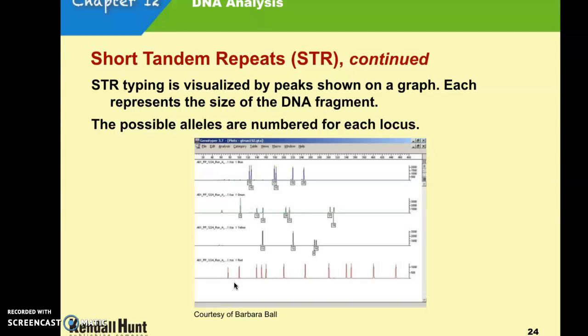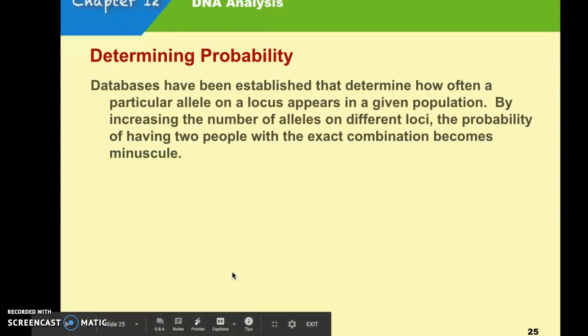So here's an example. We're showing what it looks like on a gel in class, but this is what it looks like on a computerized version, where they take those results and input them in. Each of the possible alleles is numbered for each locus. The spikes in there show you the different sizes of strands of DNA that were found. We are not going to really worry about probability so much.